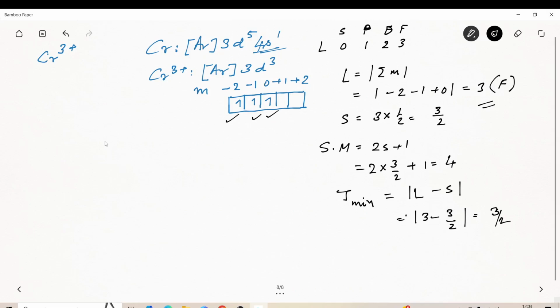Then what is the ground state term? Spin multiplicity is 4, F. Right? See, this is F, L, and the J value is 3 by 2. So this is how we can find out the ground state term for chromium 3 plus. Now if you're asked to find out the ground state term for, say for example, maybe Fe3 plus, okay, Fe2 plus.